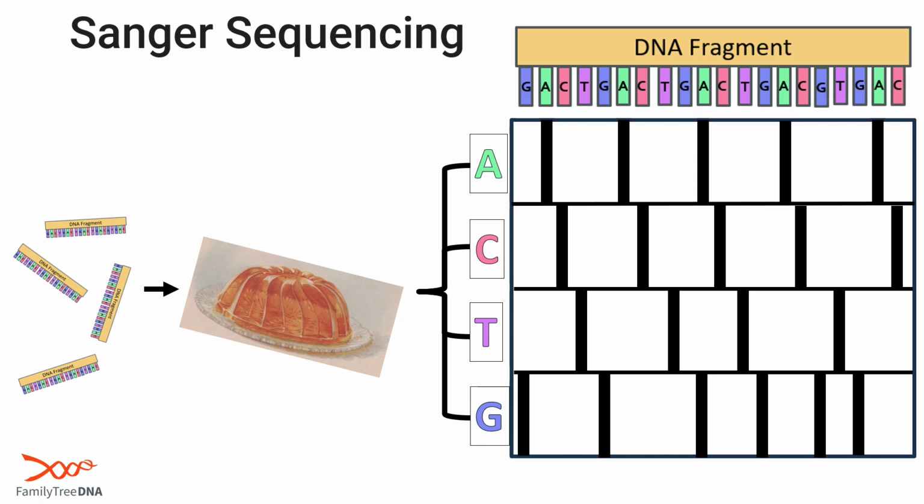But when you're talking about tests like the Big Y that study thousands and thousands of base pairs, it's impossible to get one single read that will cover the entire coverage area for the Big Y. So instead, a technique called shotgun sequencing is used.